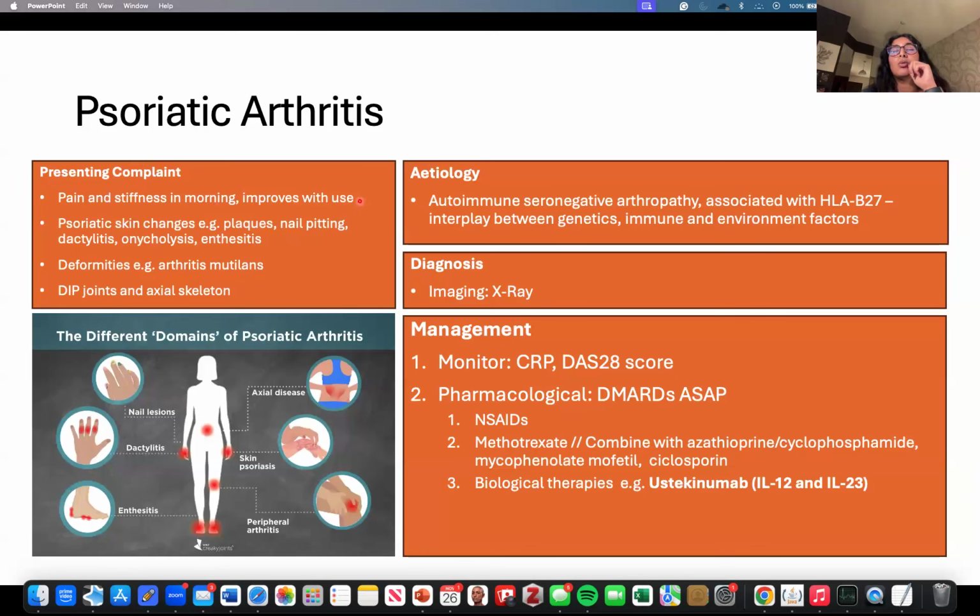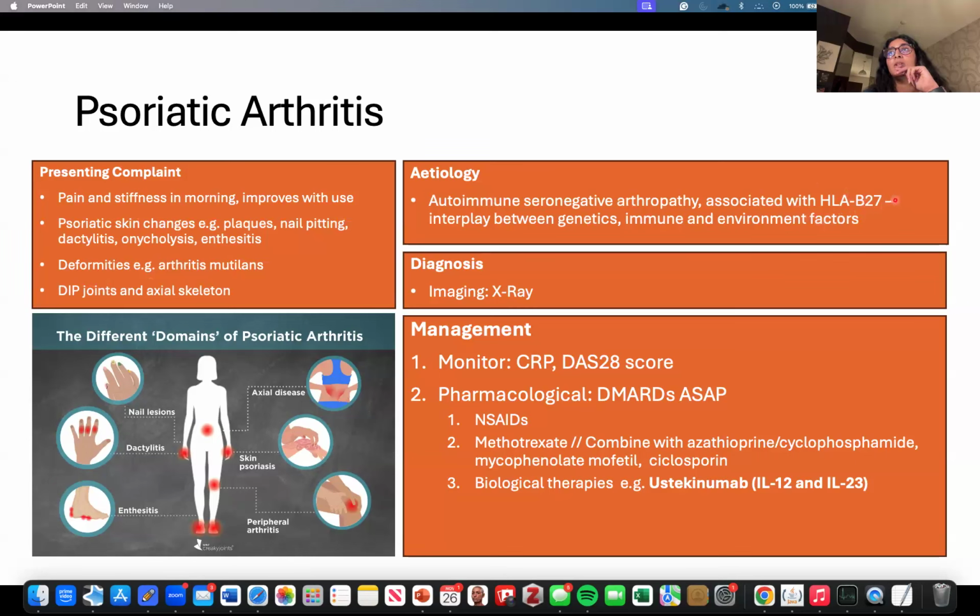So inflammatory course, psoriatic skin changes we talked about. Know what each of these words means. Plaques, nail pitting, we talked about. Dactylitis, sausage finger. Onycholysis, like lifting, like a fungal look to the nails. Enthesitis is inflammation of where the tendons insert into the bone. Deformities, really severe changes, DIP joints and axial skeleton. Those are the areas that you usually see affected in psoriatic arthritis.